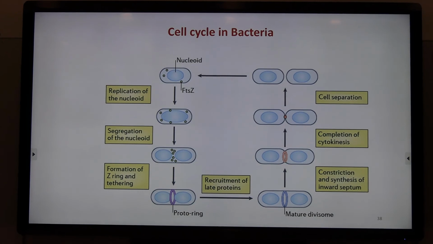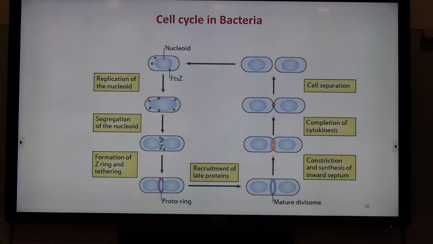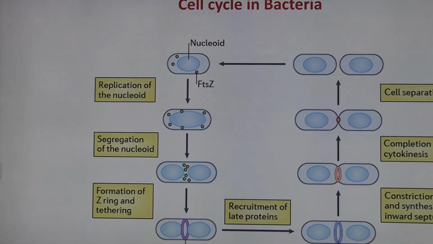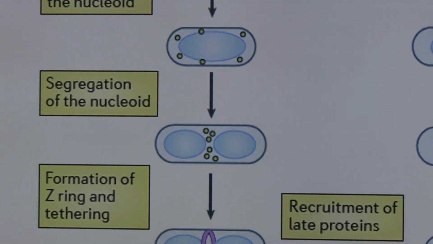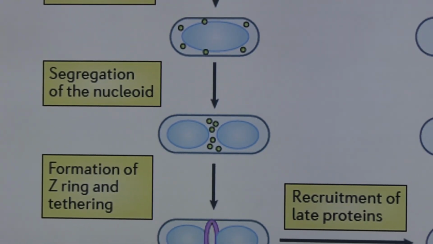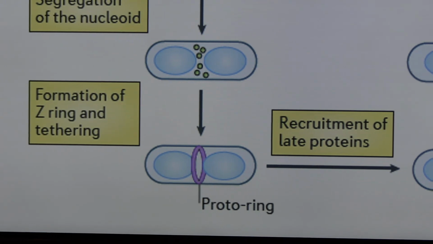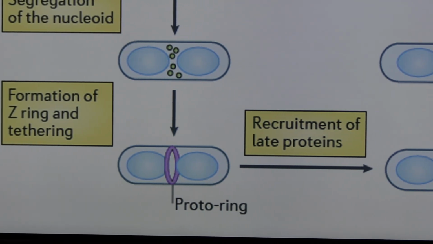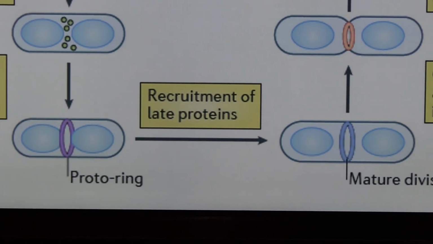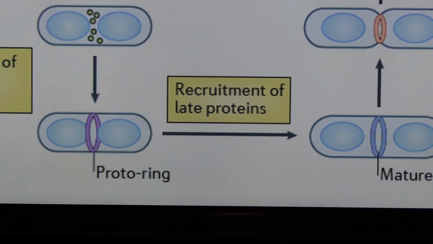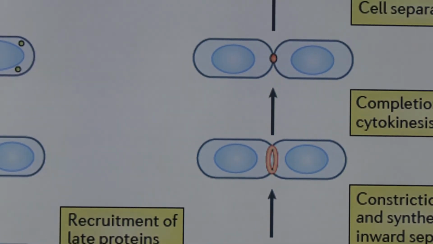FtsZ is important also because it's involved in several steps in the cell cycle. The cell cycle normally starts from the replication of the nucleoid, followed by the segregation of the nucleoid. So FtsZ plays a role in making sure that the two copies of the nucleoid or chromosome are located at the two ends of the cell, not at the same site. When it forms in the middle of the cell, as you can see here, it becomes a ring shape and the size becomes smaller, and then it separates the long cell into two daughter cells.